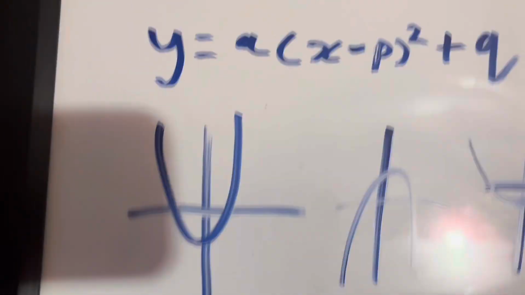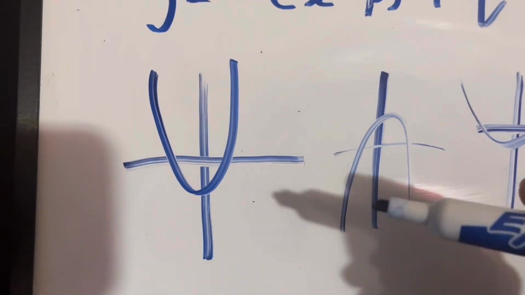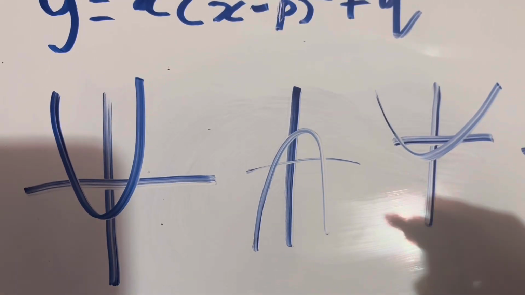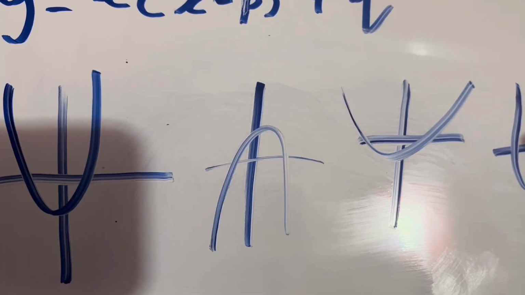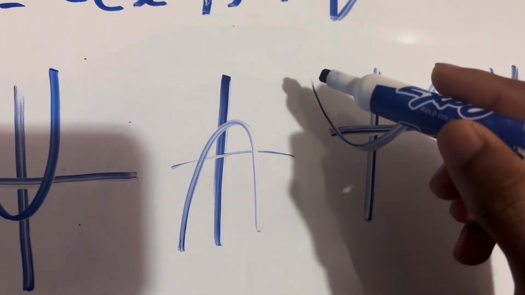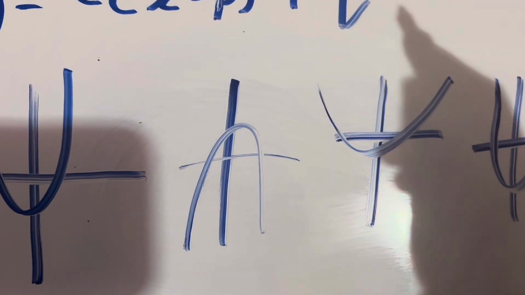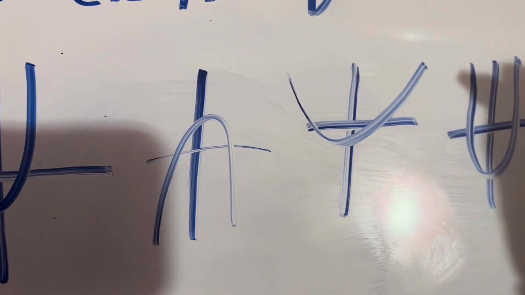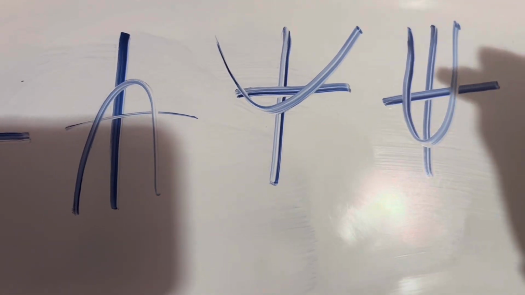So A controls whether the parabola opens up or down, and how wide or narrow it is, right? If A is positive, the parabola opens up. If it's negative, it opens down. Now, if A is between 1 and 0, that's how wide it's going to be. It works in both negative and positive, and the closer A is to 0, the wider the graph is going to be. While if it's greater than 1, it's going to become more narrow, more steep, right?